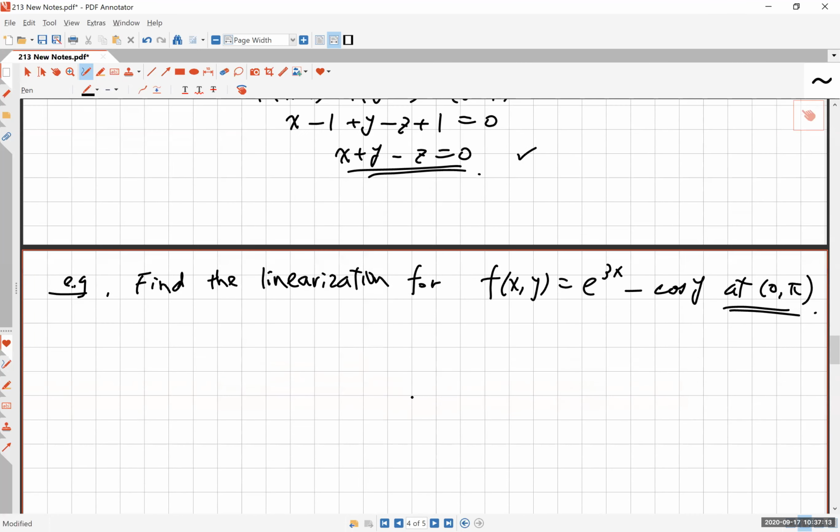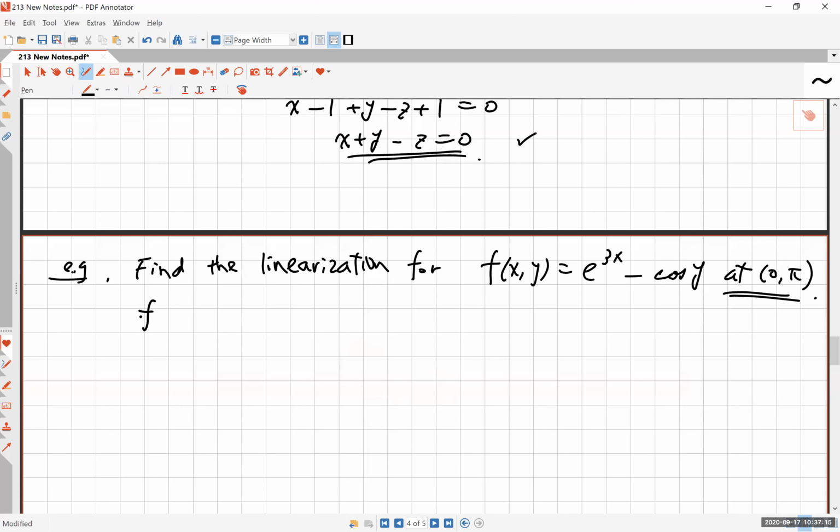Okay, so what is a linearization? Let's first find z naught, which is the value of the function at this point, which is f of 0, pi. So that's e to the 0th minus cosine of y, which is pi, right? And what's cosine of pi? -1. So it's 1 minus -1, and so that is equal to 2. Any problem with this? No problem here, right?